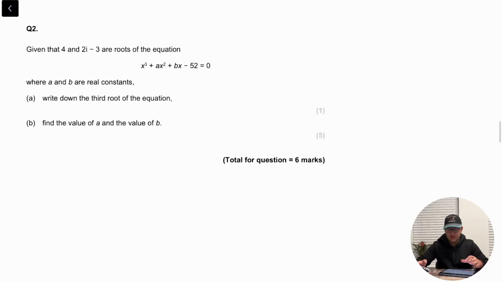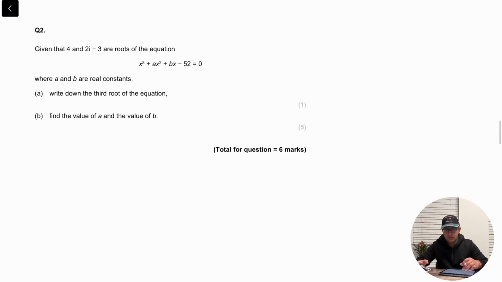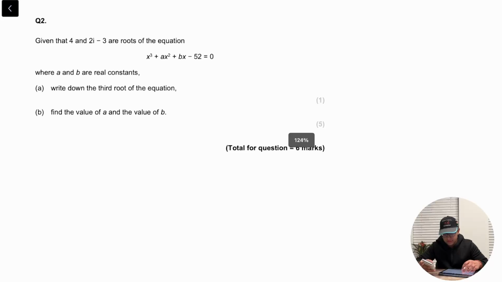Let's try another general complex number question, and then we'll move on to some more De Moivre's theorem, roots of unity, and so on and so forth, more difficult questions. Given that 4 and 2i minus 3 are roots of the equation x cubed plus ax squared plus bx minus 52 equals 0, where a and b are real constants.